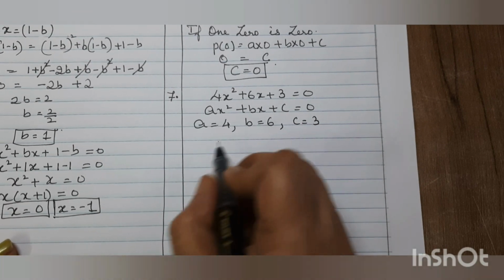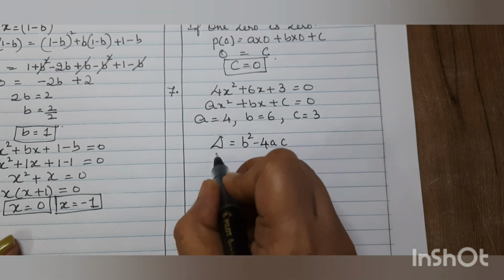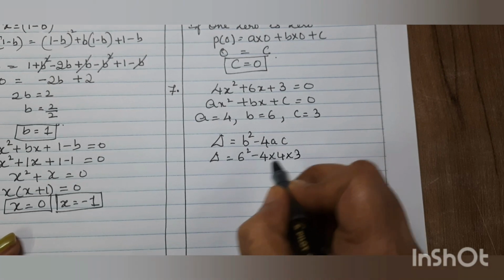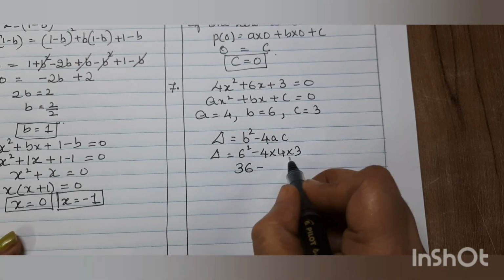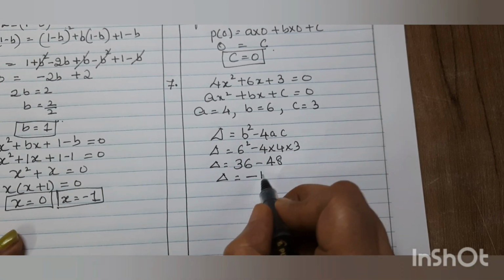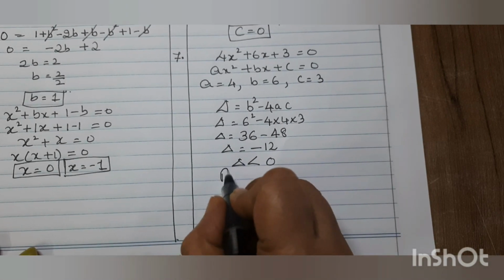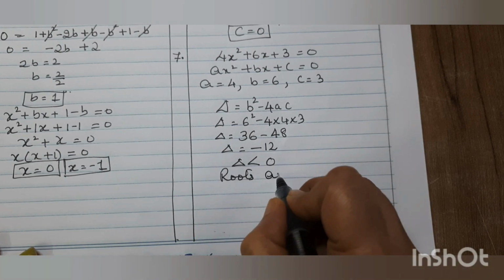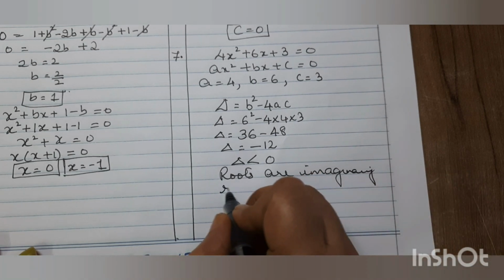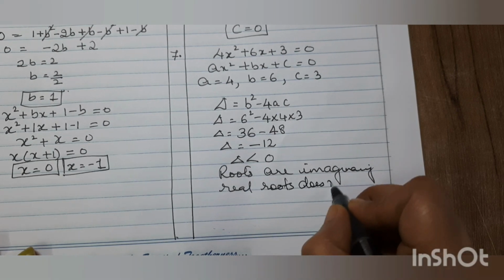Now we know to find the nature of the roots, we have to find the discriminant, b square minus 4ac. So delta, b here is 6 square minus 4 into 4 into 3, so 36 minus 48. So the discriminant we will get as minus 12. So discriminant is less than 0. So the nature of the roots is imaginary. Real root does not exist.